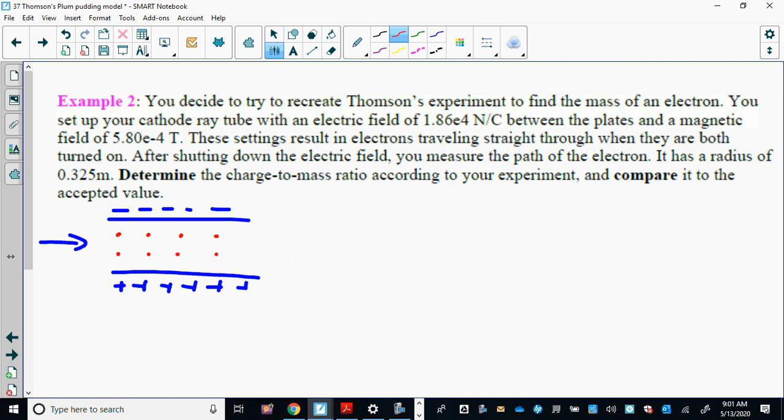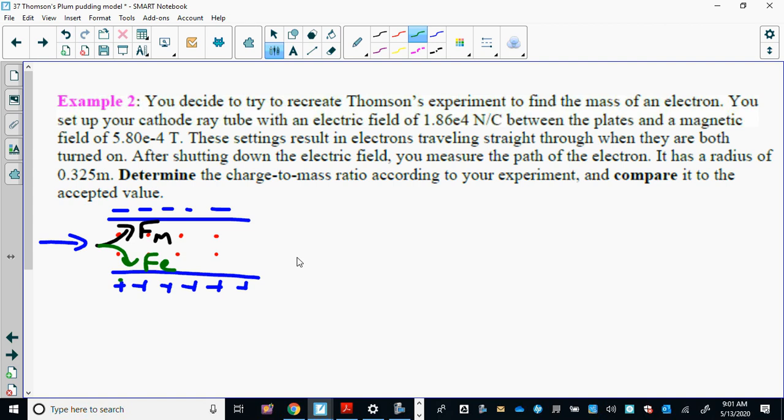So your magnetic field in this case is going to have to be out of the board, because now your fingers point out of the board, your thumb points to the right, and your palm goes up. So now your magnetic force is up. Your electric force is down. So if I have a positive plate down here, I'd have to have the magnetic field coming out of the board.